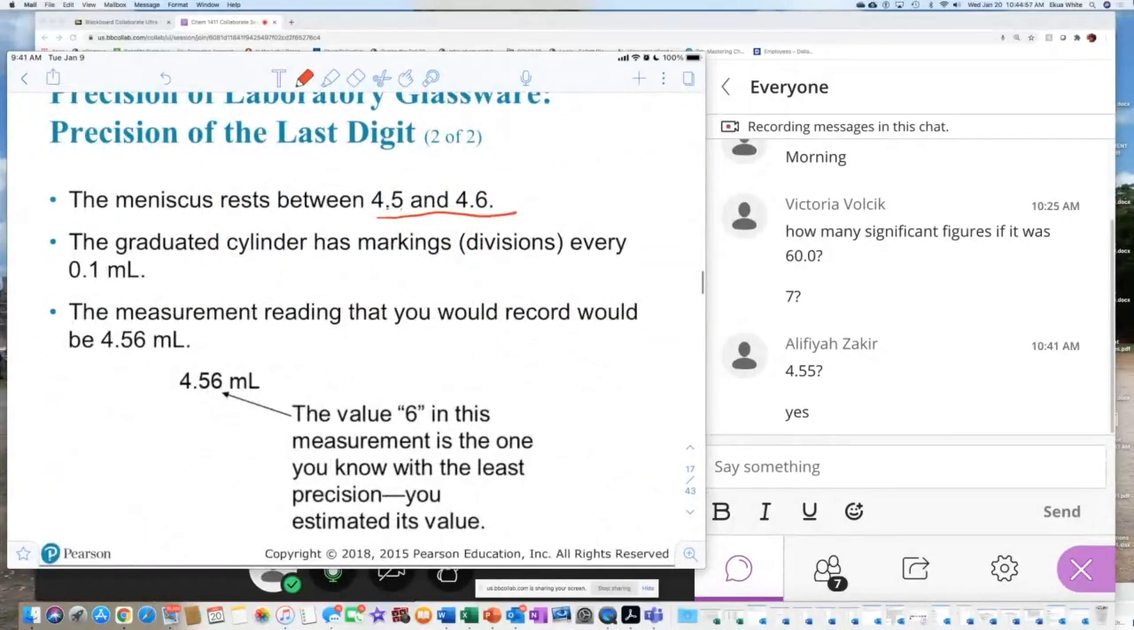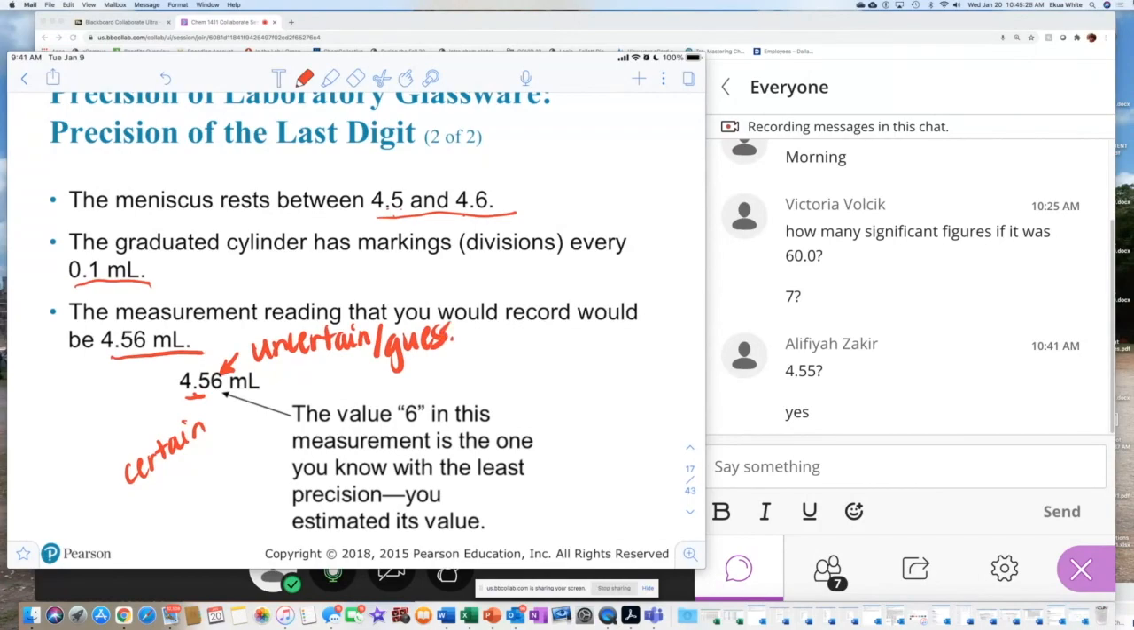So we're told the meniscus rests between 4.5 and 4.6. So you want to see that the graduated cylinder has markings every 0.1 milliliter. So they read their number as 4.56 milliliters, with the 4.5 being the certain number, we are sure of this. And then the sixth part, the 0.06, being the uncertain number, because we had to guess it.